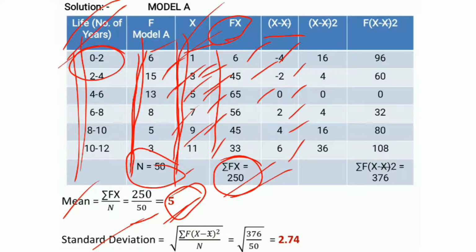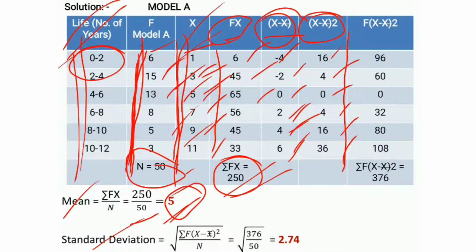After finding this, just square the values. 4 4s are 16. 2 2s are 4. 0 into 0, 0. 2 2s are 4. 4 4s are 16. 6 6s are 36. The next column is x minus x mean whole square, that's all. After squaring, these values will be multiplied with the frequency values.